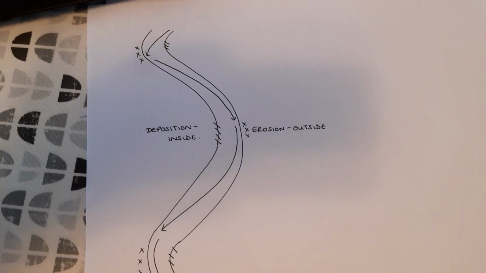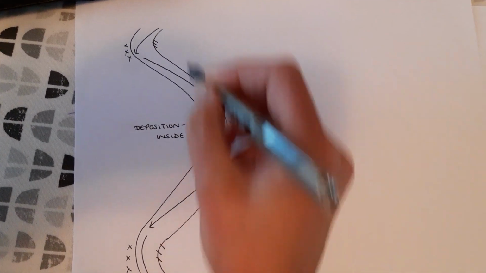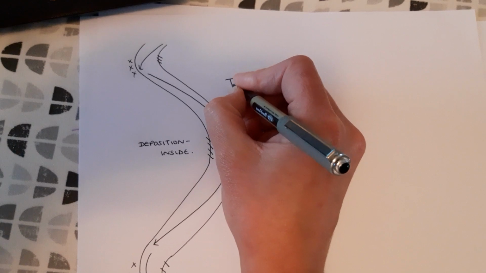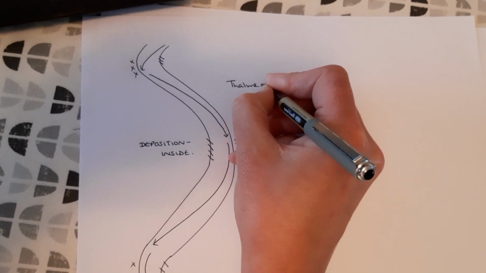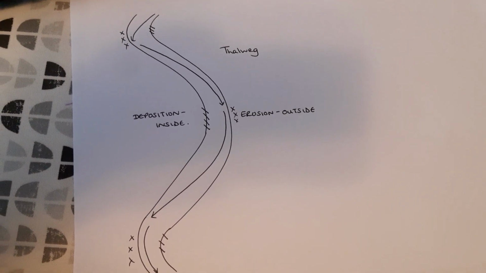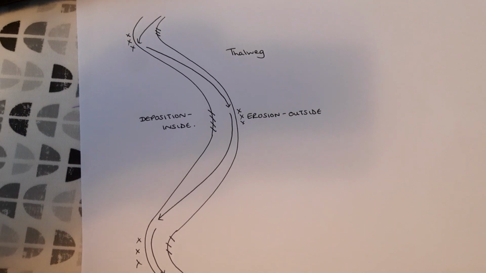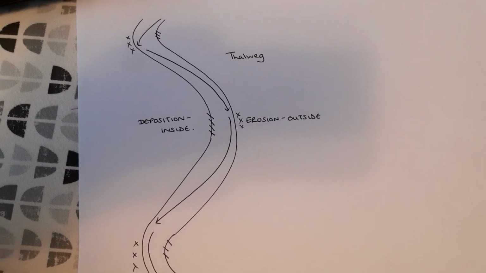If you want to stretch yourself a bit, this idea that the water flows like this from side to side through the river is called the thalweg. It's really an A-level term. This idea that the flow of current in the water is fastest on the outside of the bend is called the thalweg.